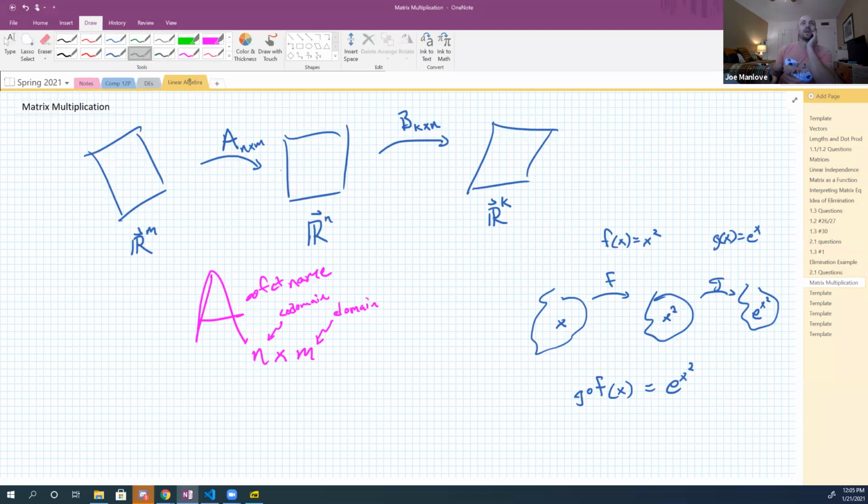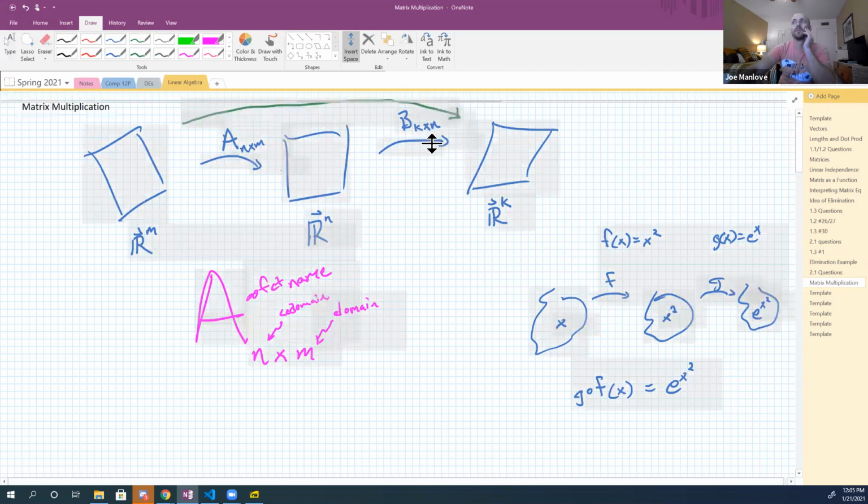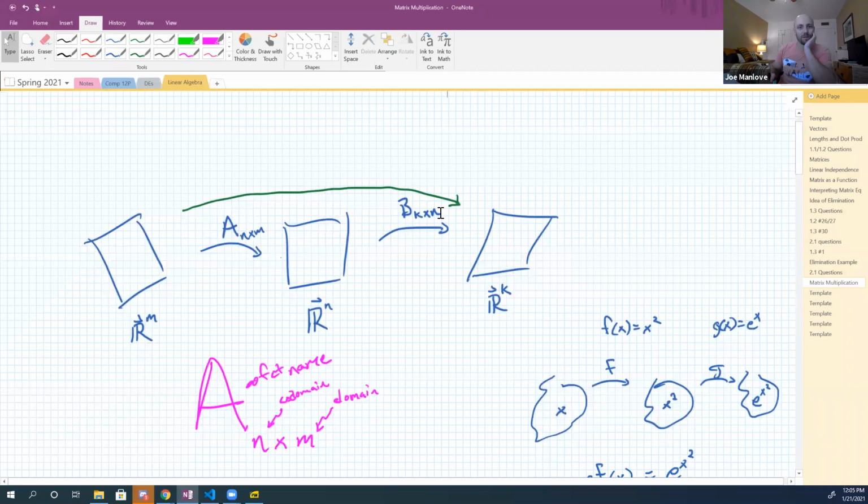Okay, and then if I think about this function that goes from here to there, first, what would I name it? And second, how big a matrix should it be?